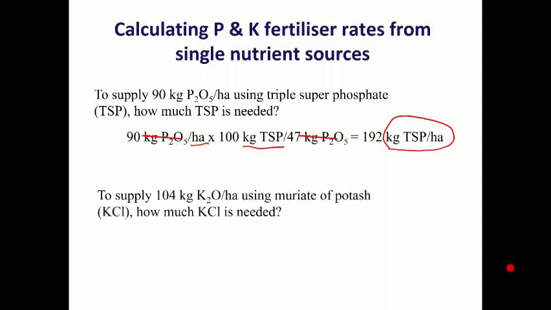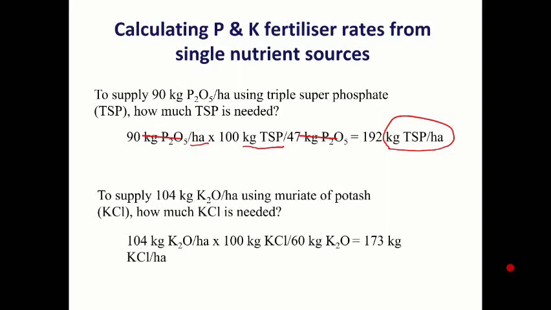Same kind of idea with muriate of potash. You can put up the formula 104 times 100 over 60, because muriate of potash is 60% K2O, and then those cancel out, and you get 173 kg KCl per hectare.